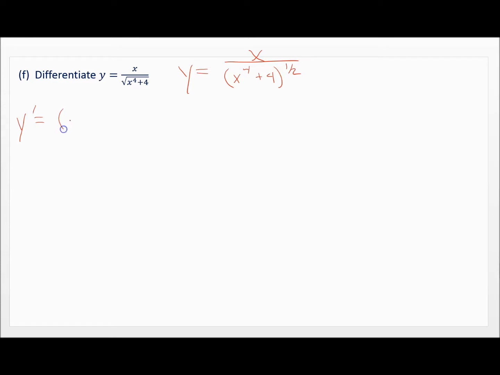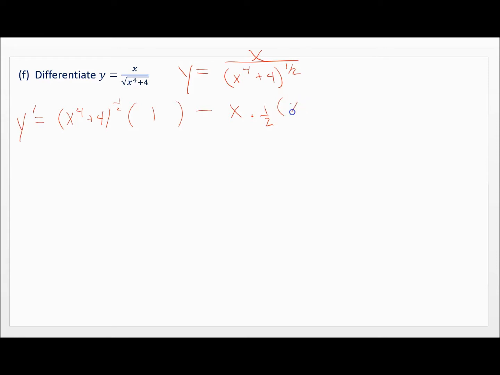So here we go, low, x to the 4th plus 4 to the 1/2. D high, what's the derivative of the numerator? 1, right? Minus high, which is just x, times the derivative of the low, d low, or the denominator. Now this is where you have to use the chain rule. When I take the derivative of x to the 4th plus 4 to the 1/2, I have to think about outside-inside stuff. The outside function is your 1/2. The inside function is your x to the 4th plus 4. Remember, you take the derivative of the outside first, so that's 1/2.